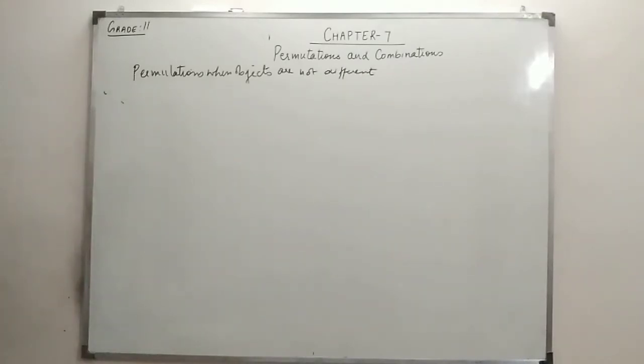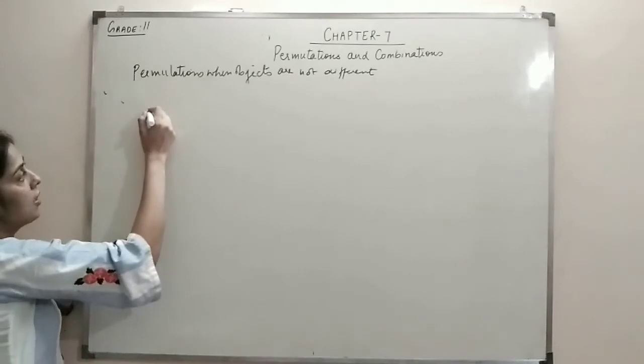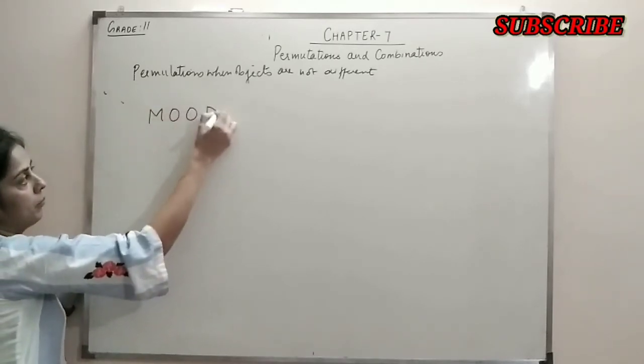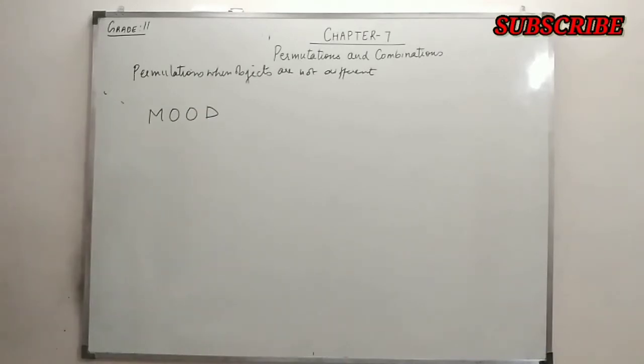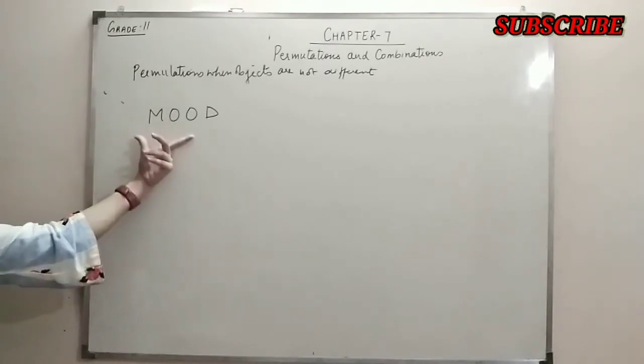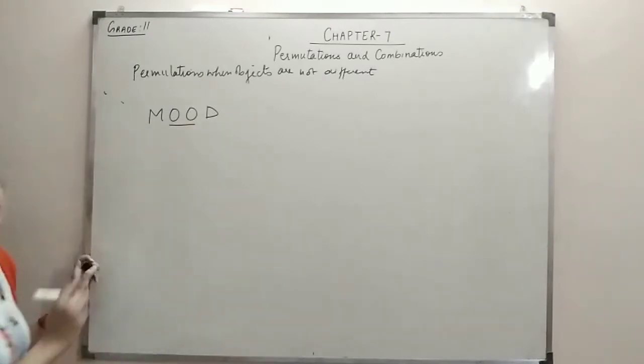So we have to find the permutation. Suppose I am taking an example where the objects are not different. Suppose I am taking the word MOOD. Now you see in this word MOOD there are a total of 4 objects, where 2 objects are the same.